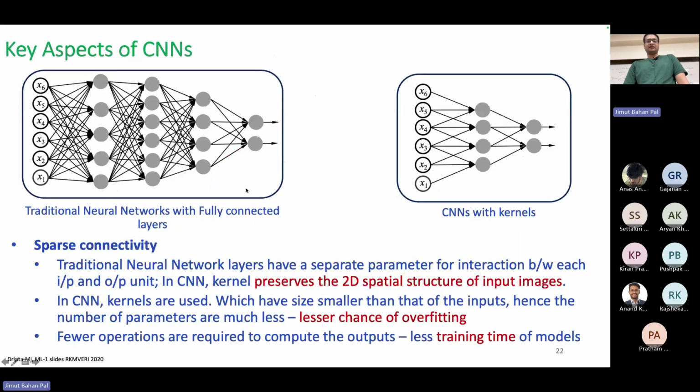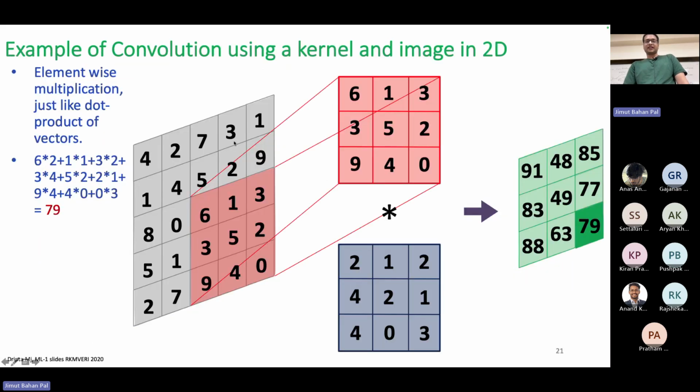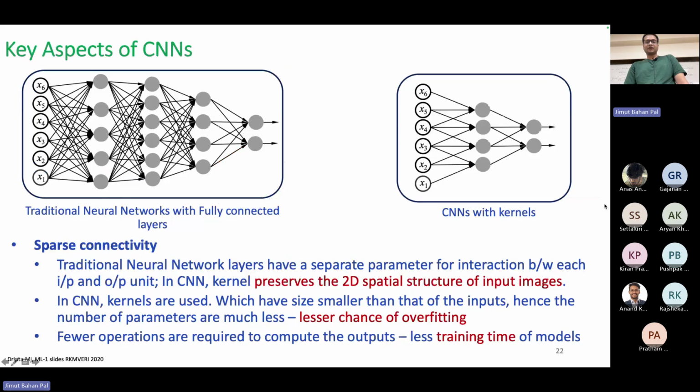Some of the key aspects of CNN: it has sparse connectivity. Traditional neural network layers have separate parameters for interaction between each input and output unit. In CNN, the kernel preserves the 2D spatial structure of the input image. We can see that this is also in 2D.